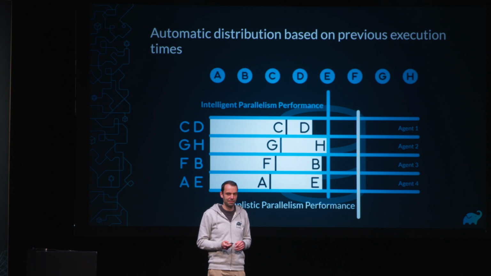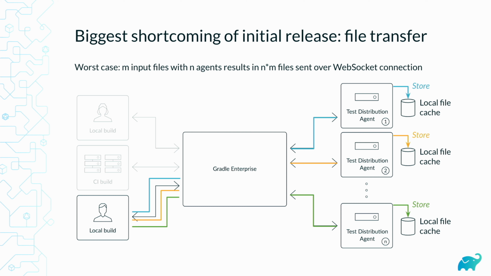Of course, the initial release wasn't perfect, otherwise I wouldn't be speaking of a journey here, right? So the biggest shortcoming by far was its file transfer solution. The way this worked was each agent would check in its local file cache, does it have the file that it needs to run the tests, like some jar file, for example, and if not, it would reach out to the build that it's connected to and request it from that build. And the build would upload it, and to make matters worse, the upload would go through the same WebSocket connection we were using for messaging.